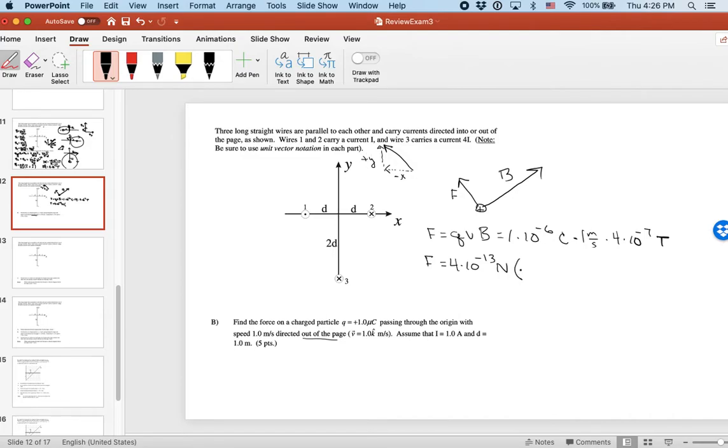So I've got the minus i hat, it's negative x direction, plus j hat. And because my B was at a 45-degree angle, then I know that F is at a 45-degree angle with respect to the x-axis here, right? So I know my components are going to be the same magnitude here. And so that's why I can pull the magnitude out.